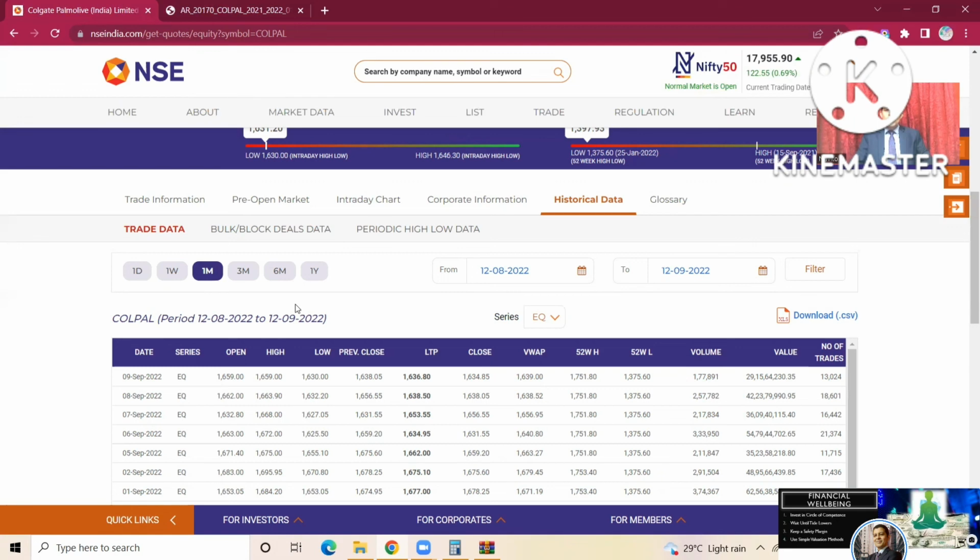So that brings us to the end of this session. This was an illustration to understand how to identify the total number of shares of any listed company.